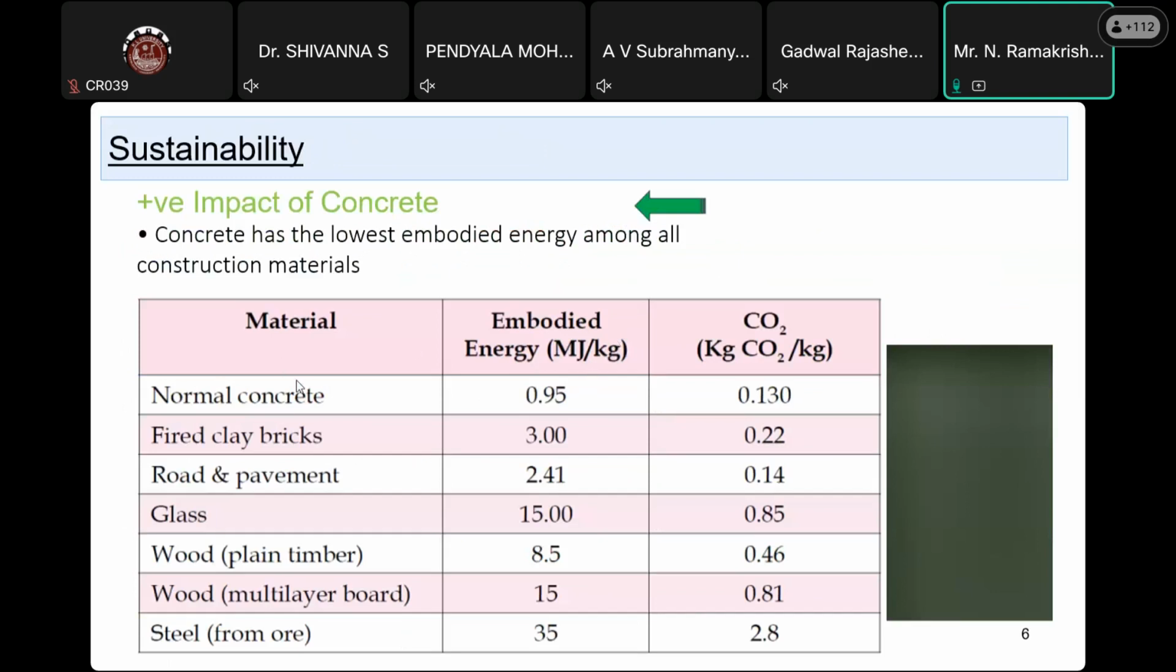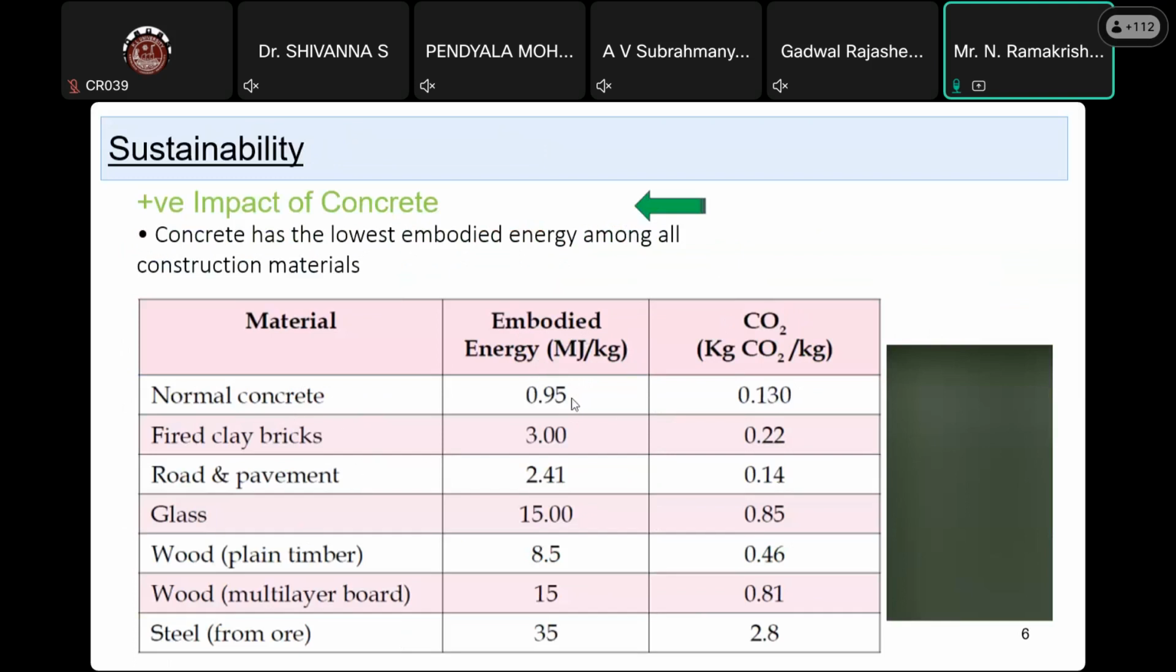So let's talk about the concrete. Among different construction materials, we're going to talk about normal concrete, fired clay bricks, road and pavements, glass, wood. Wood is of two types, multi-layered and plain timber, and steel from the ore. Out of all these, embedded energy is least for normal concrete, and carbon emission is also least when compared to the other construction materials available.